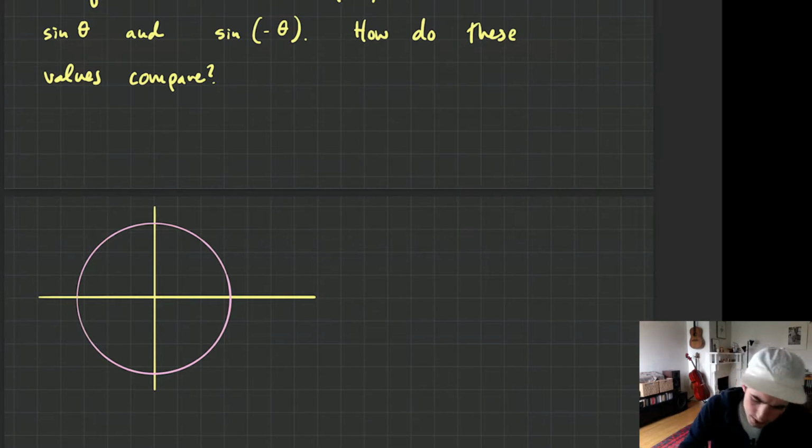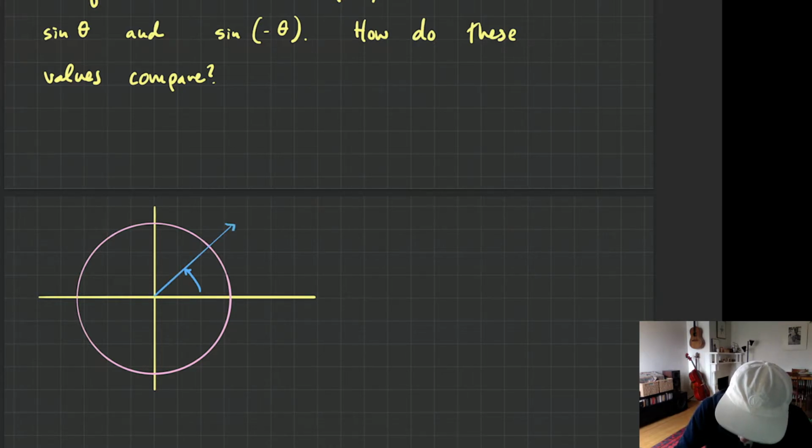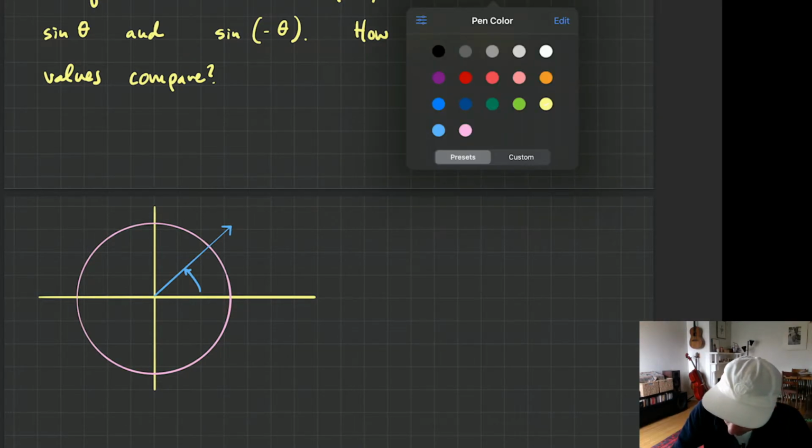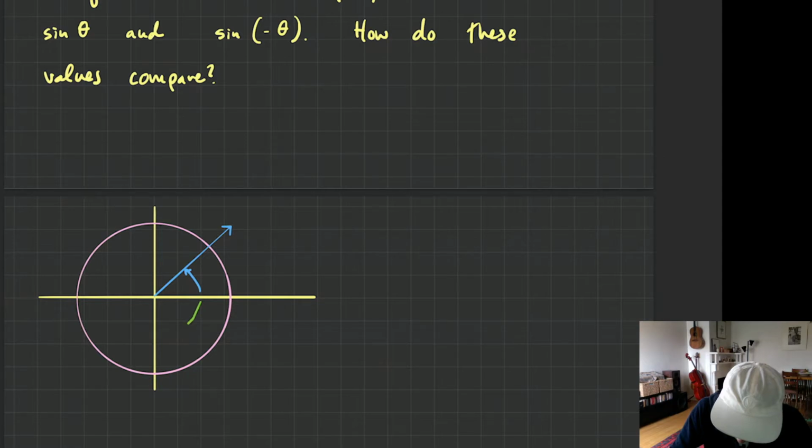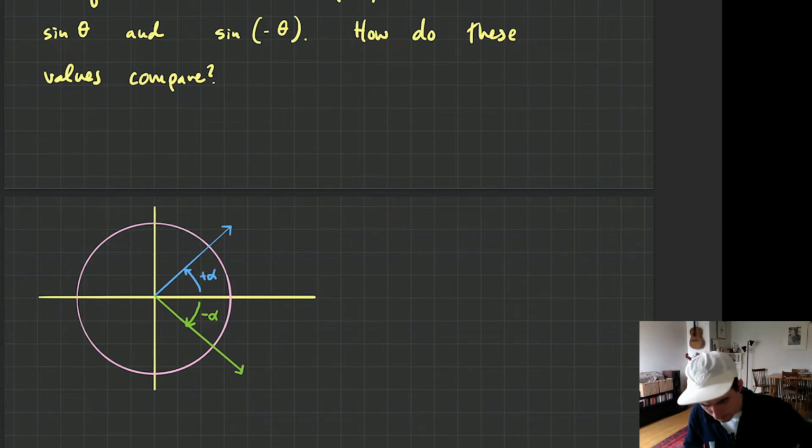Okay, so let's say I take a value alpha. There's my value of alpha, and here is my terminal side. Then if I take negative alpha, let's do this in a different color, green. Here's negative alpha, and here is positive alpha. So what happens to the different sine values?